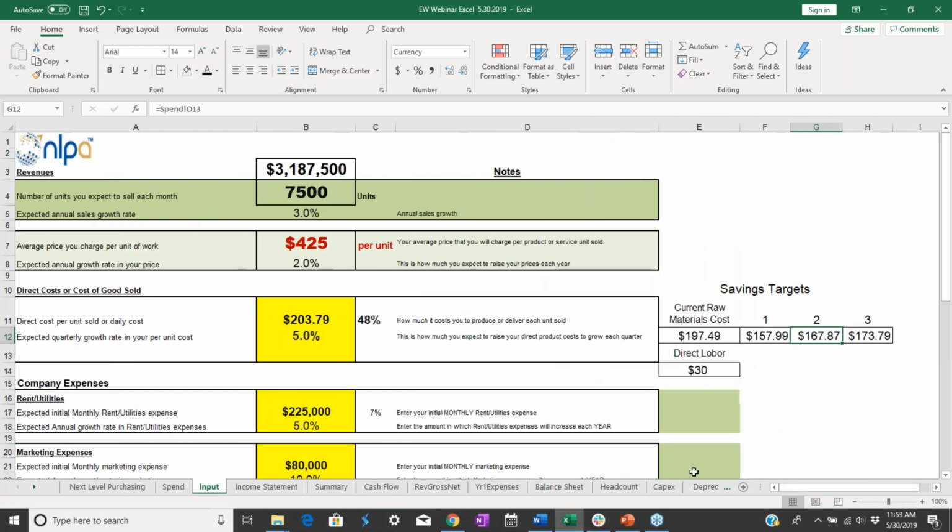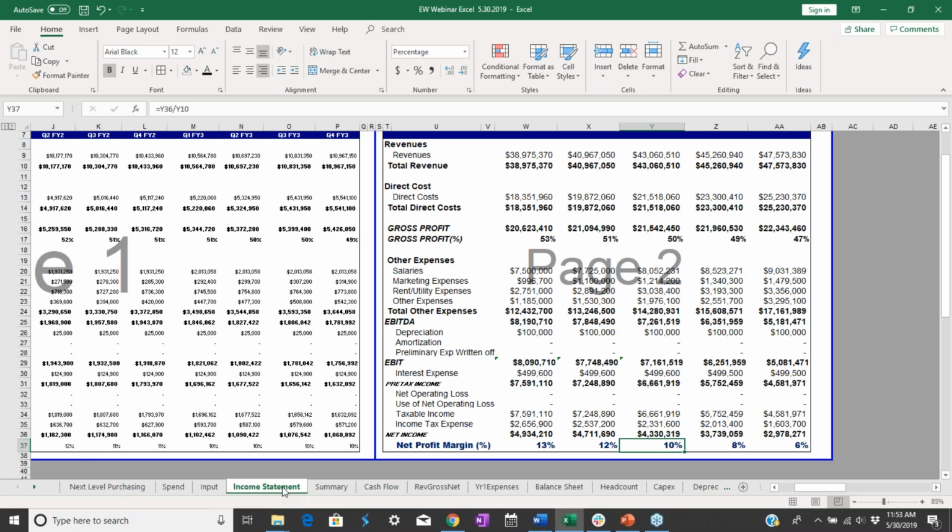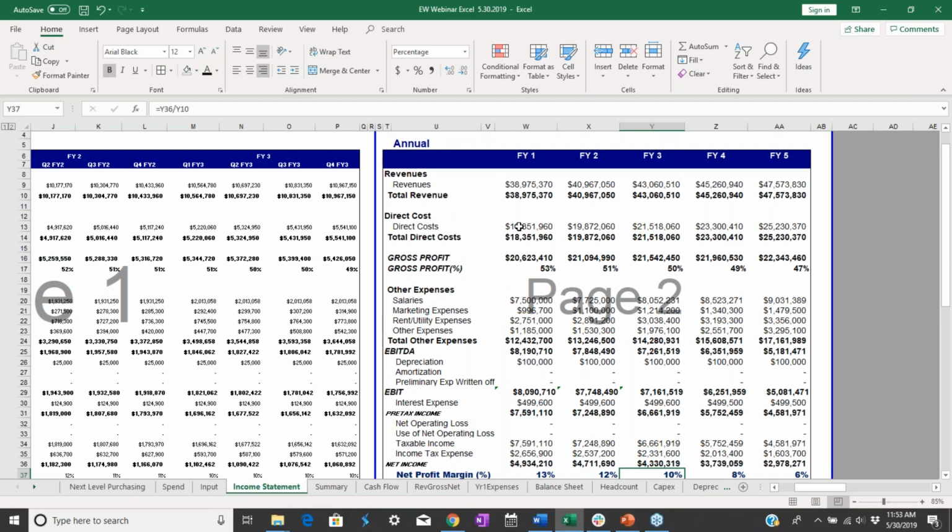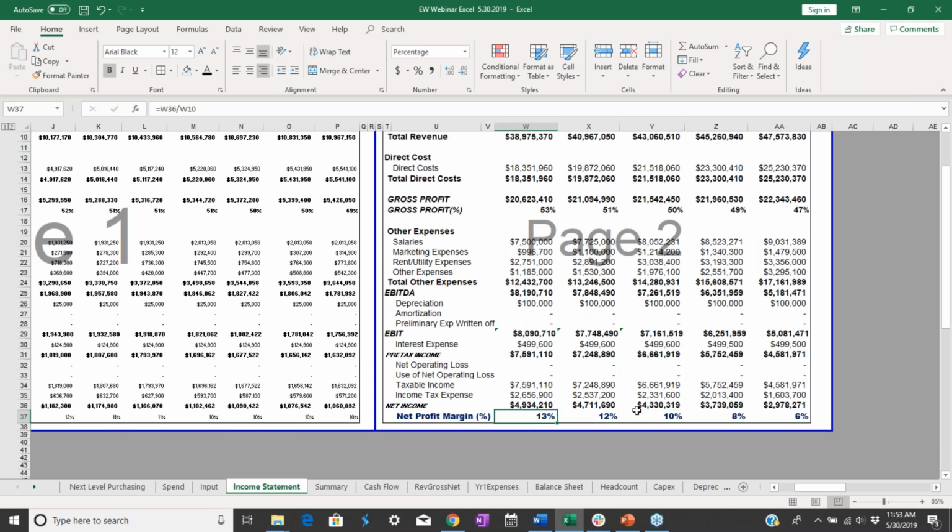reduction, and that's going to be G12. So we plug that in, we change the formula, G12, and let's see how that looks, and let's see how that affects our income statement. Are we in a better situation? So we see here for the next 3 years, fiscal year 1, 2, and 3. All right, we see we have 13%, 12%, 10% to 48%.